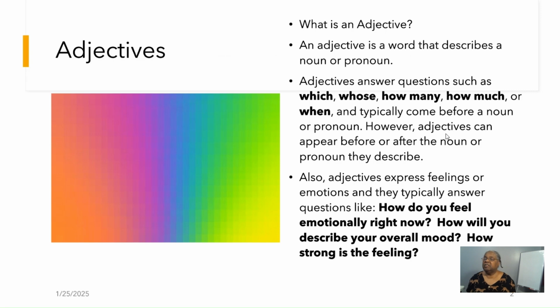An adjective is a word that describes a noun or pronoun. Adjectives answer questions such as which, whose, how many, how much, or when, and typically come before a noun or pronoun. However, adjectives can appear before or after the noun or pronoun they describe.